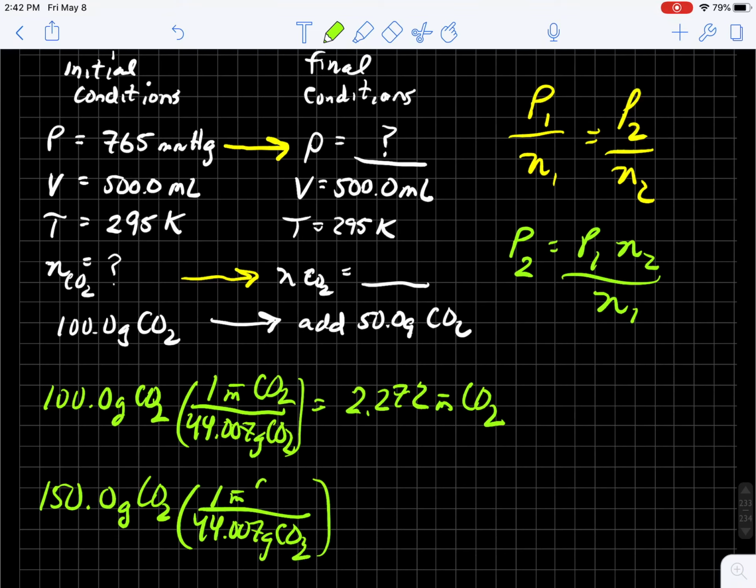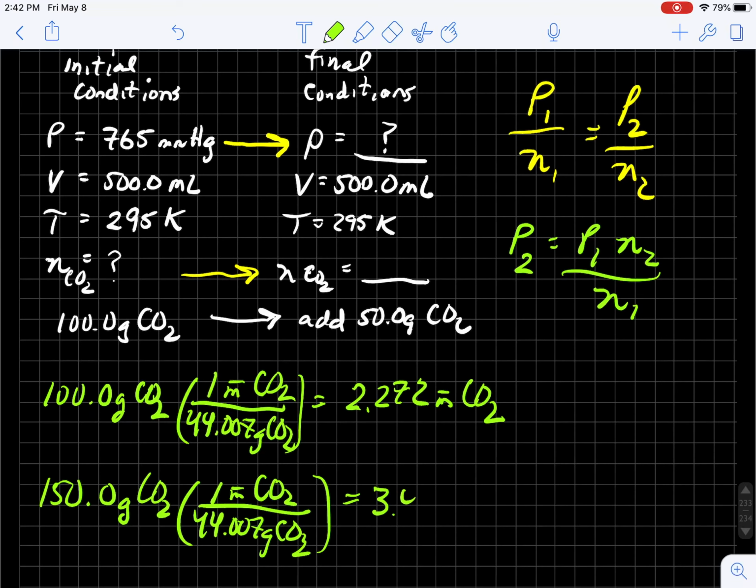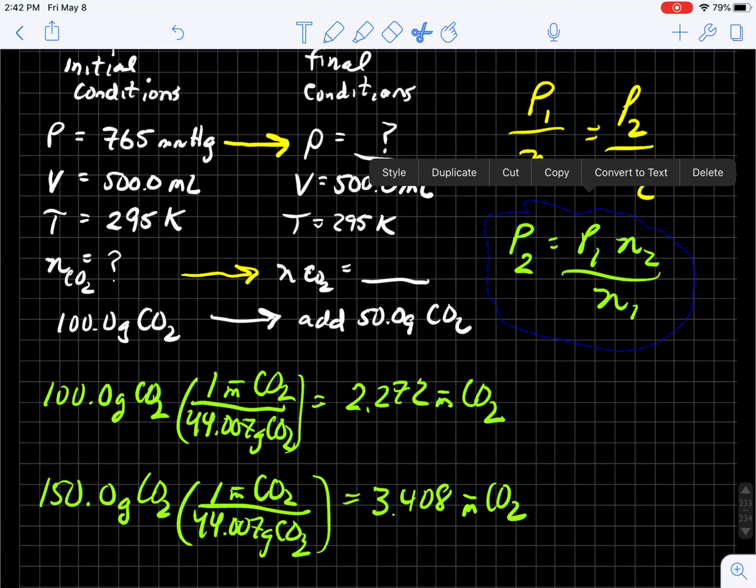Let's convert that to moles. Now, if they give you the moles, you don't have to do all this conversion, of course. All right, so let's do 150 divided by 44.007. And we get 3.408. All right, so now I can substitute in. So let's copy and paste my little formula.